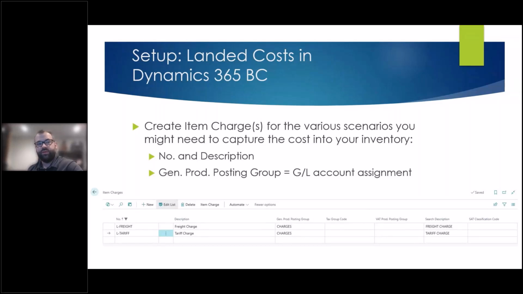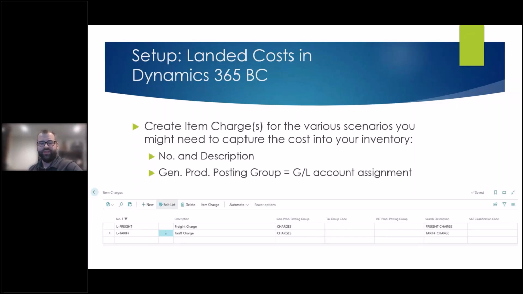So really the only setup that's required is to create item charges in BC. A little bit of a different name than what you're probably used to, as we're calling this landed cost. They call it item charges in BC. So what you'll see here is that I have a couple of different options, but basically any of the various scenarios that you want to have set up to capture costs into your inventory, you're going to add those as item charges in BC. Two examples I have there are freight and tariff. Of course, you can add as many as you want. And then all that's required is a name or a number and then a description.